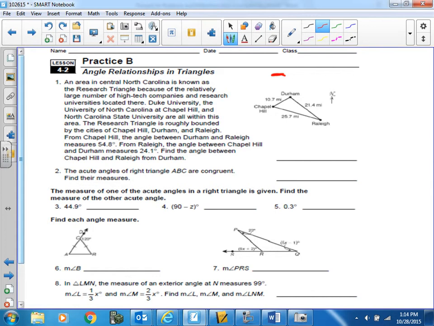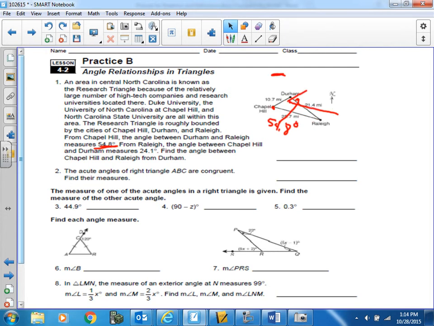From Chapel Hill, so let's look at Chapel Hill. That's a city in North Carolina. The angle between Durham and Raleigh measures 54.8. So this angle here would be 54.8 degrees.